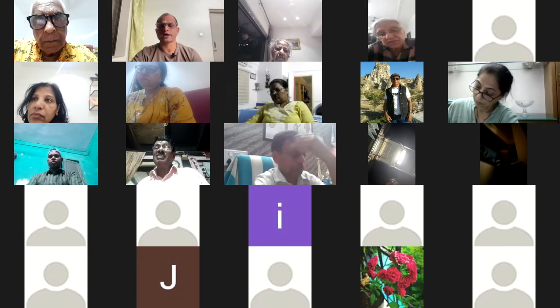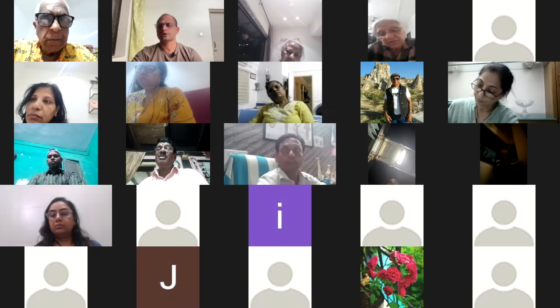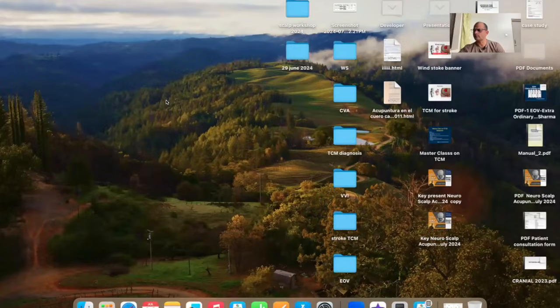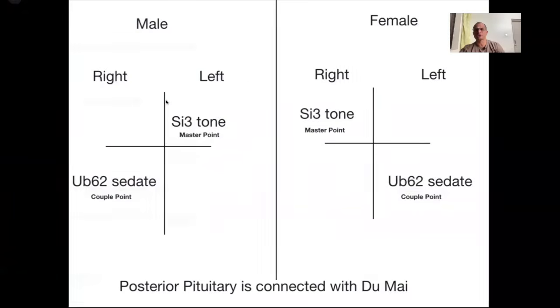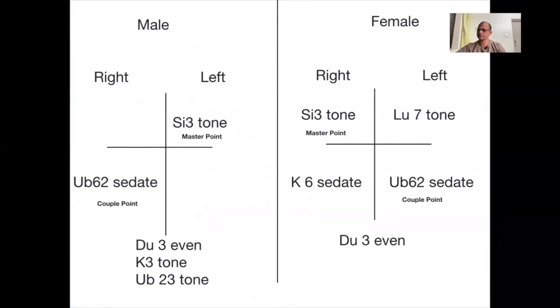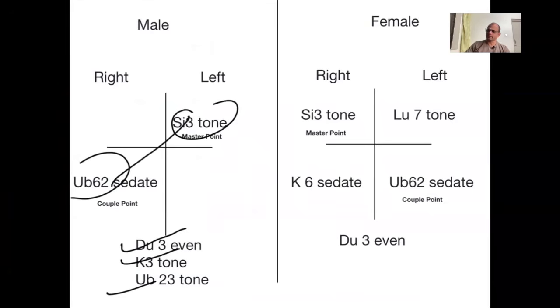Okay. Neck, upper back, middle back, lower back. Okay, wonderful. So now if you want to create more effect in the male and female, I already told you one formula. This is the formula. For the male, you want to work on the entire back: SI3, UB62, add DU3, K3, UB23. 3, 3, 3. DU3, K3, UB23. They will complete the pattern and the person will have wonderful results in the pain happening anywhere in the spinal area.